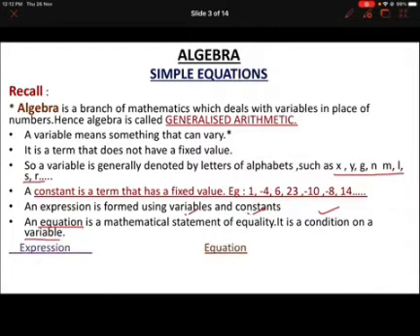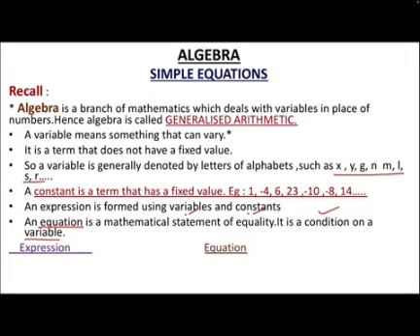Now, let us see what the difference is between expression and an equation. So, an expression has got only one side. It's just a statement, but equation has got two sides. Is it not? So, it's a statement of equality. That's what we learned. So, equation has two sides. Expression is made up of only a term or terms. Okay.